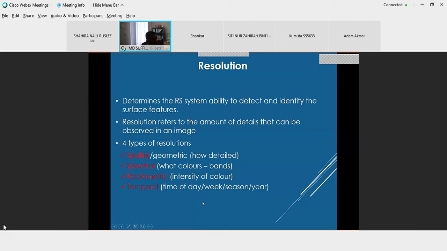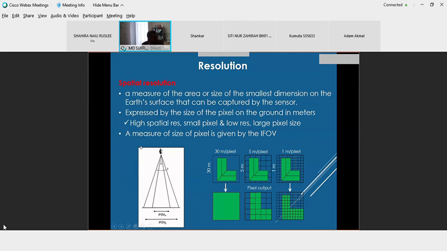And then temporal, which refers to time. For example, MODIS has a temporal resolution of 14 to 16 days. Some are 8 days, some 10 days. So spatial resolution is the measure of the size of the smallest dimension on the Earth's surface that can be captured by the sensor. It expresses the size of a pixel on the ground in meters. High spatial resolution means small pixel. Low resolution means large pixel size.